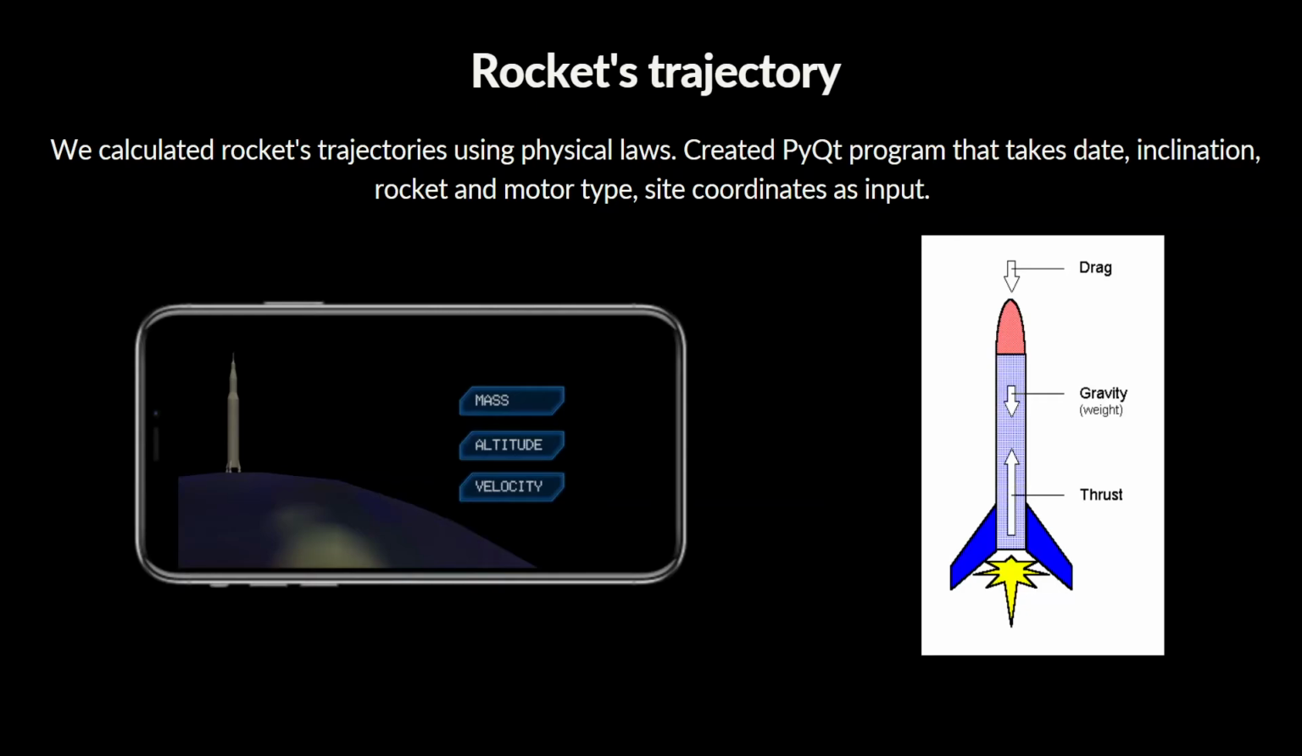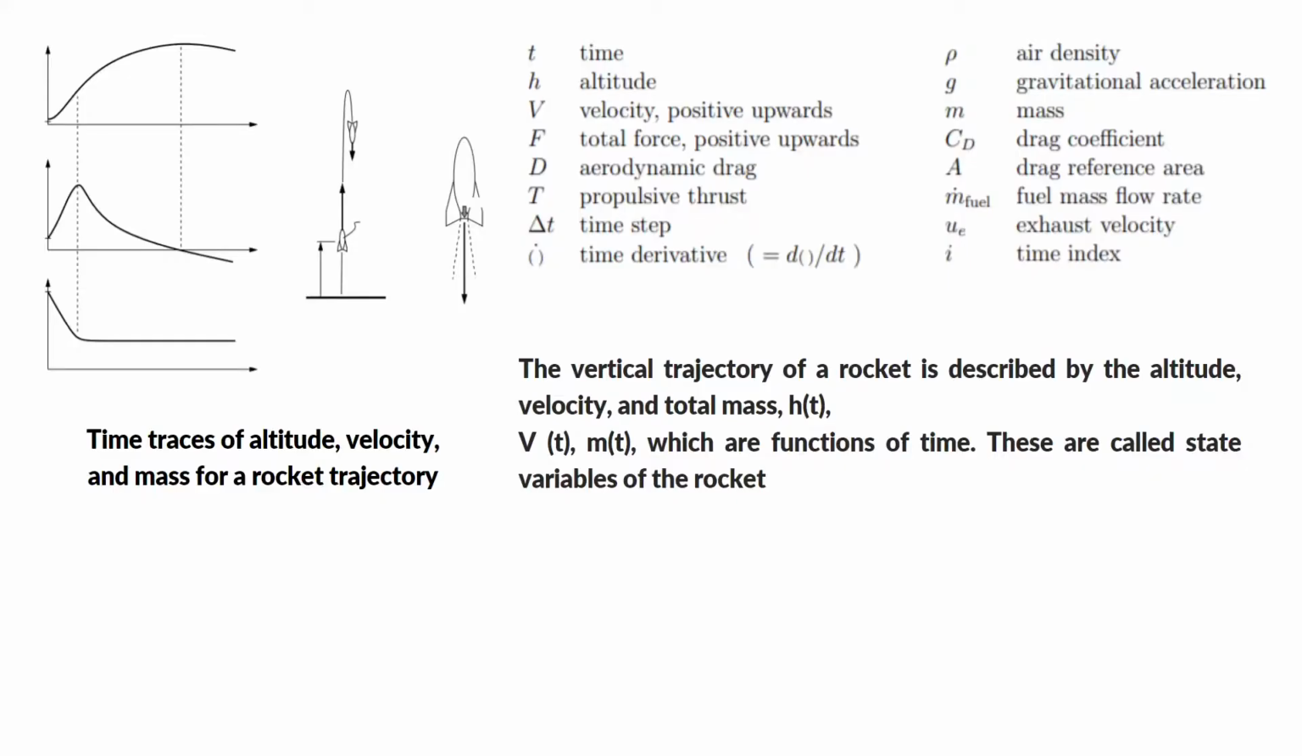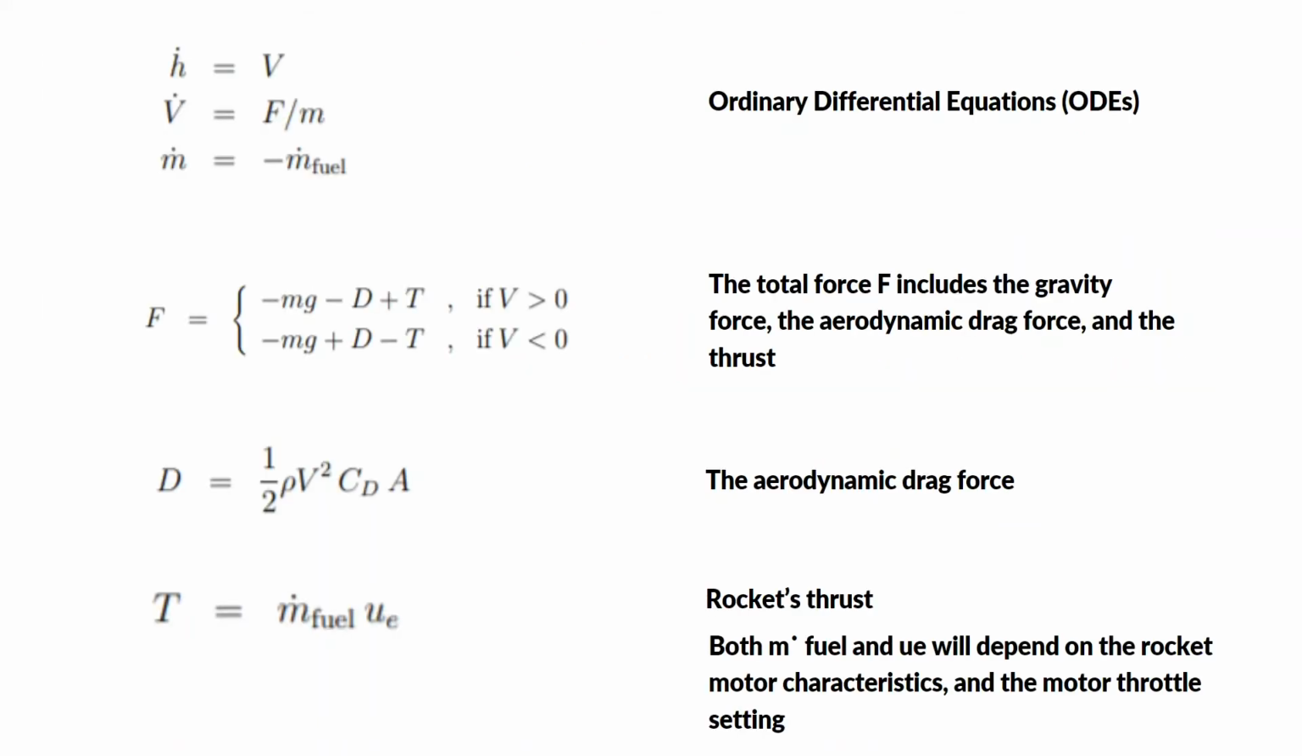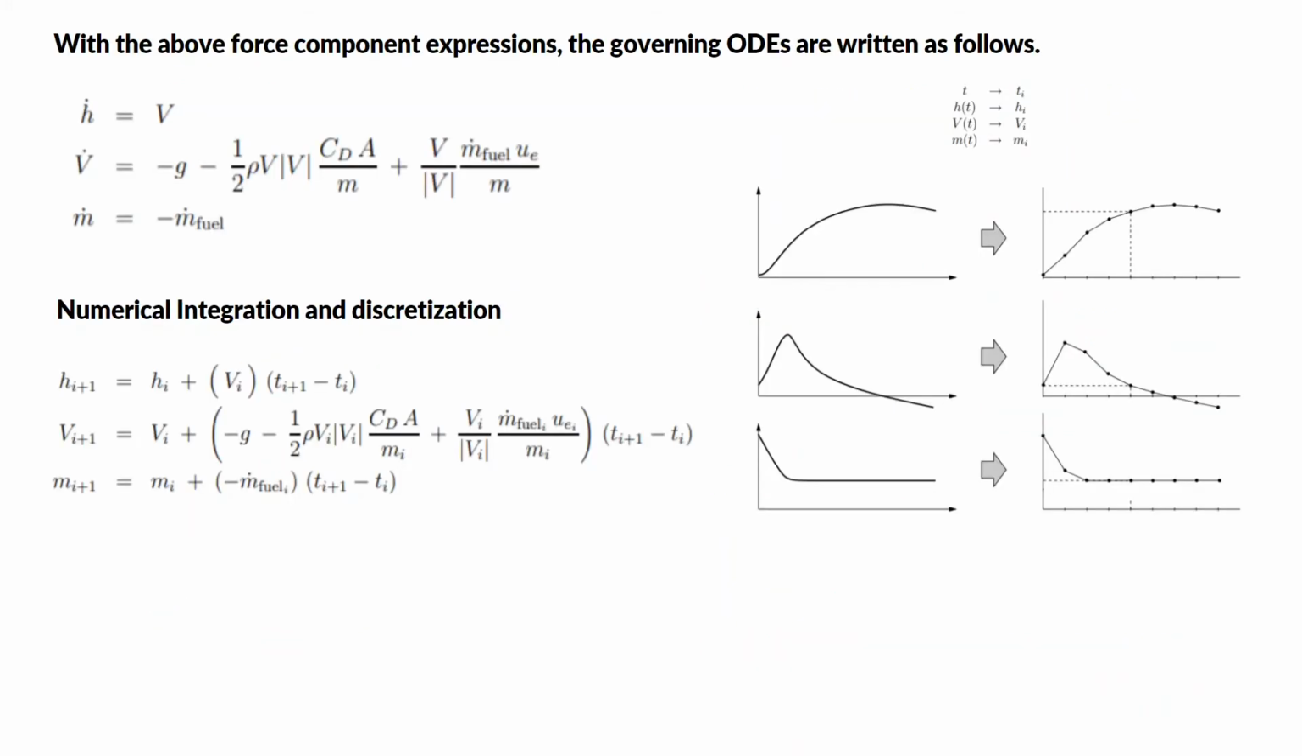And as we know, there are three main forces acting on the rocket. They are drag, gravity, and thrust. So in this list, we have all values that we use for calculations. Firstly, we include ordinary differential equations, total force F, aerodynamic drag force, and the rocket's thrust. Using numerical integration and discretization, we receive different graphs that represent flight conditions.